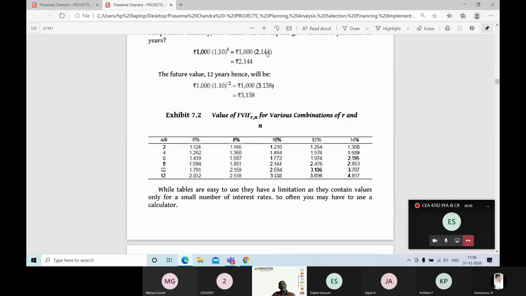Then the formula gives 2.144. Where is the 2.144? It is here. This is 8 years and 10%. For 12 years and 12%, you have to go to 12 years and 12%. There's something wrong here, this is not correct. This is the 12 years future value, 10%. The 10% is 3.138. Like that, you have to multiply with the ready reckoner using the table.